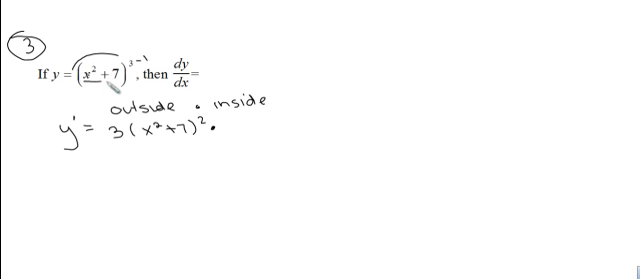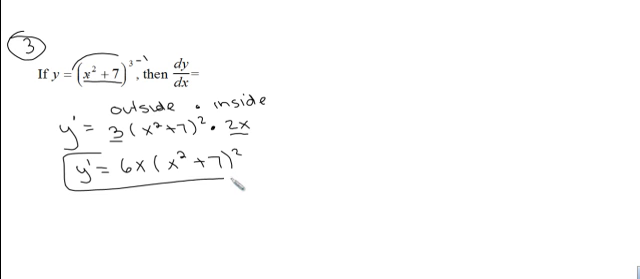The inside would be the derivative of x squared plus 7, which is 2x. The derivative of 7 is 0. So we're going to multiply the 3 times the 2x. So that's 6x. So it would be 6x times (x squared plus 7) squared. And that would be my derivative.